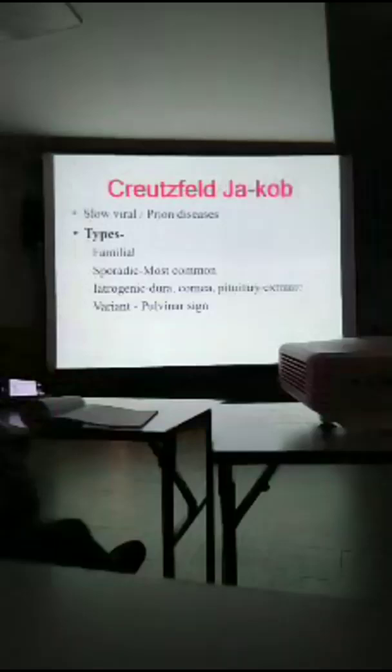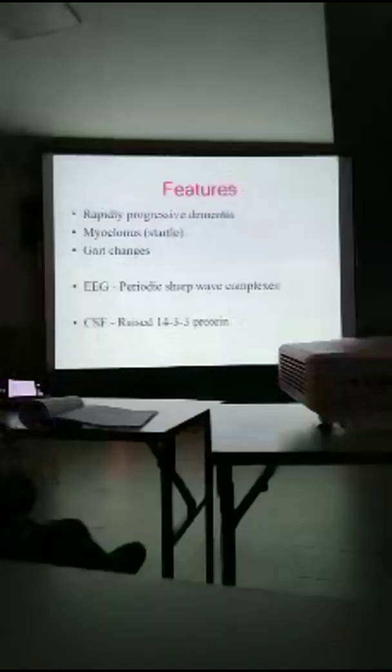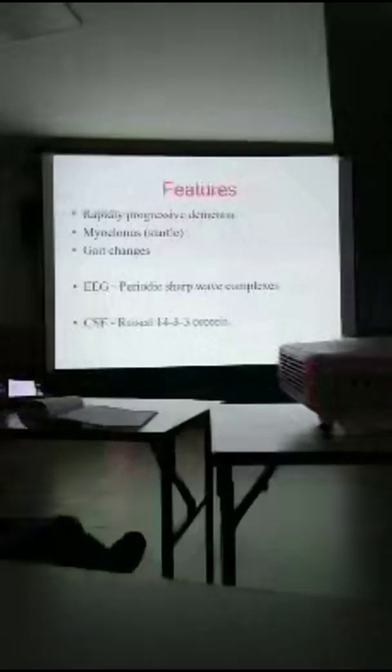CJD is a slow viral prion disease. It may be familial or sporadic, or it may be iatrogenic. And one important sign is the pulvinar sign as well as the ribbon sign. These are the two manifestations. The clinical manifestations are dementia and myoclonus. The word is very, very important. They will manifest with myoclonus, gait disturbances, slow onset progressive dementia. On EEG, it is the periodic sharp wave complexes, and raised 14-3-3 protein.